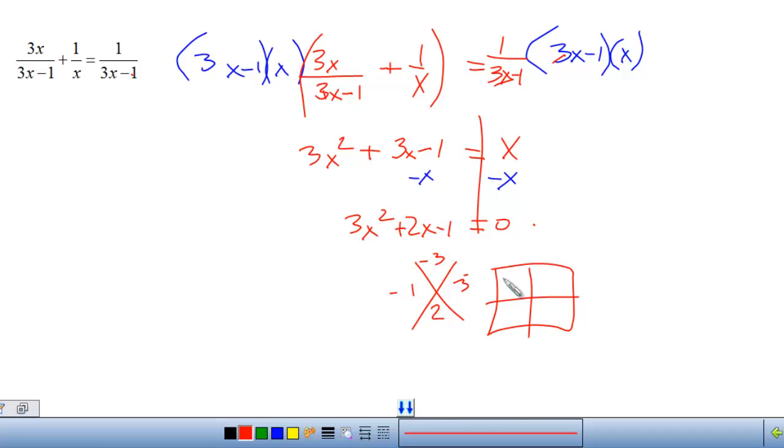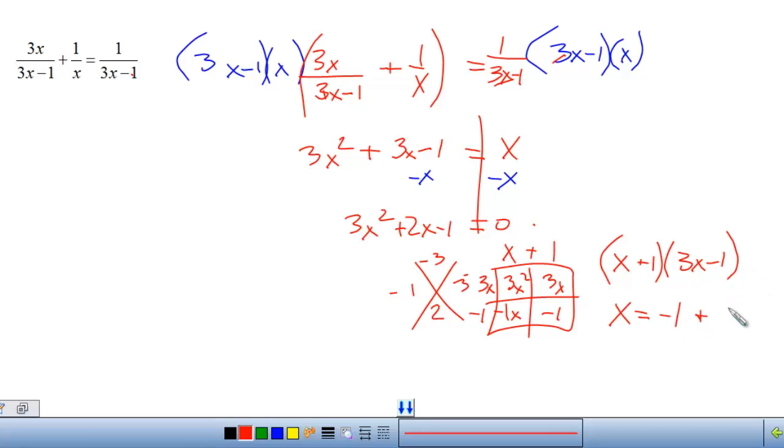Doesn't really matter. I'll put the first term here, last term here, negative 1x and a 3x. Then we'll pull out the greatest common factors from these. So I can pull out an x and a 1. There's one of mine, and then a 3x minus 1. So there's my two factors, x plus 1, 3x minus 1. So then your solutions, your roots, your zeros here would be negative 1 and plus 1 divided by 3, 1/3.